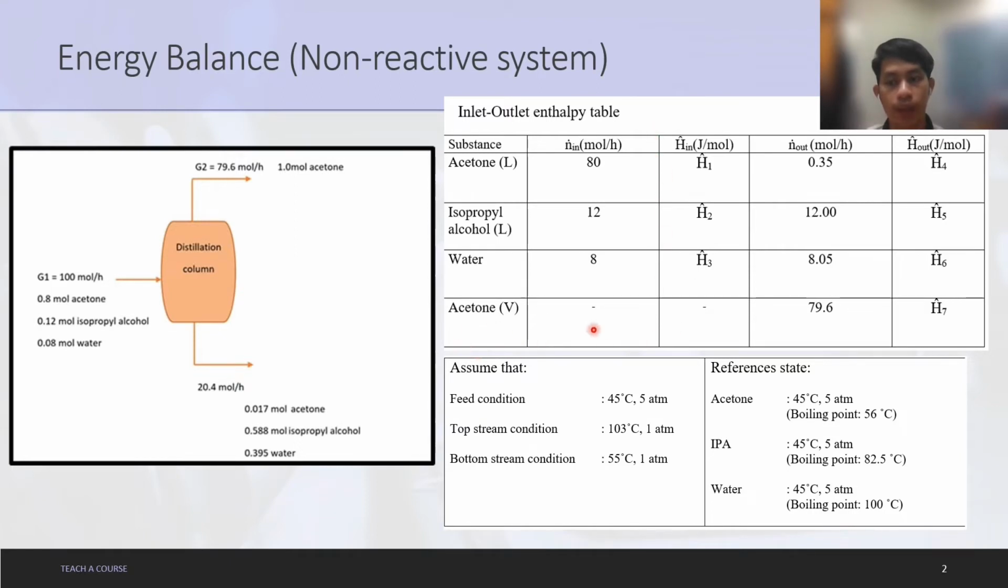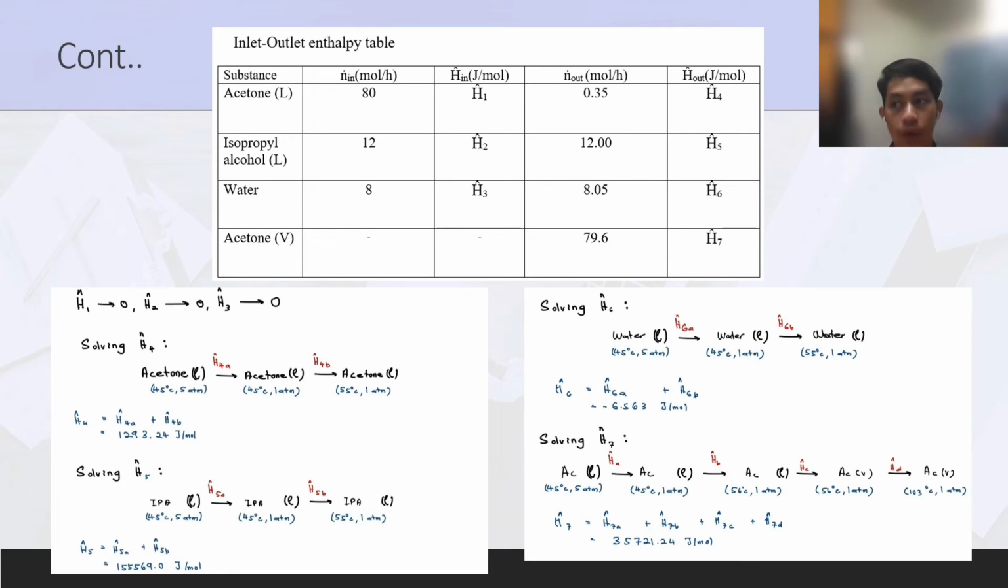In the feed stream, we assume that the condition of the stream is 45 degrees Celsius and 5 atm. In the top stream, we assume 103 degrees Celsius and 1 atm. And in the bottom stream, we assume the condition is 45 degrees Celsius and 1 atm. In determining the reference state, we may put acetone, isopropyl alcohol, and water in the same reference state, which is 45 degrees Celsius and 5 atm. Next, by defining the reference state, we can obtain the H1, H2, H3 values as 0. Then we need to determine the H4, H5, H6, and H7 values.